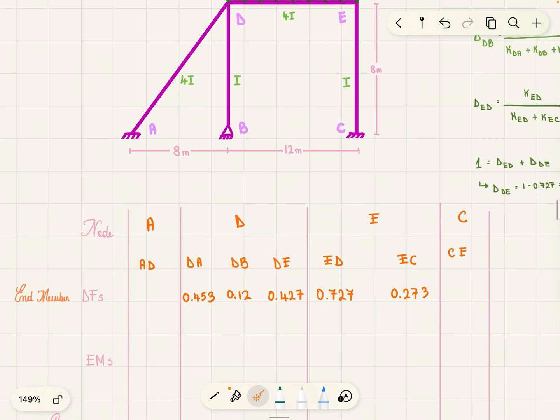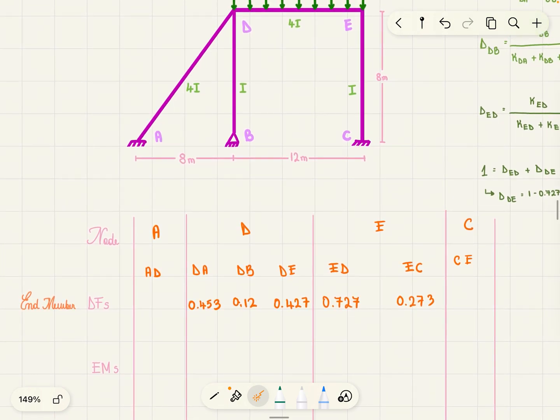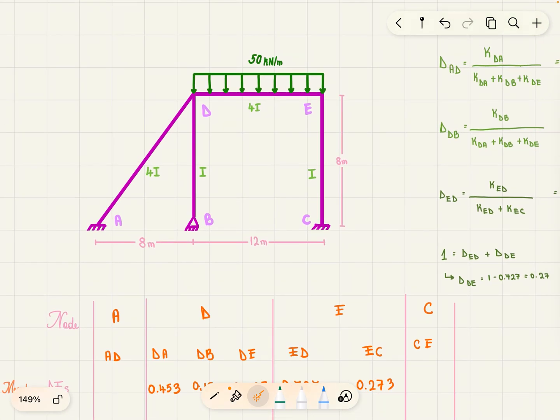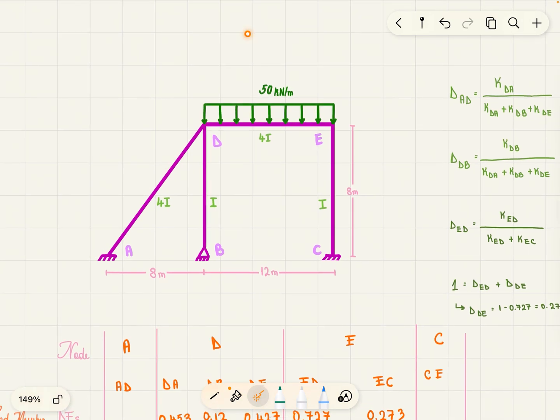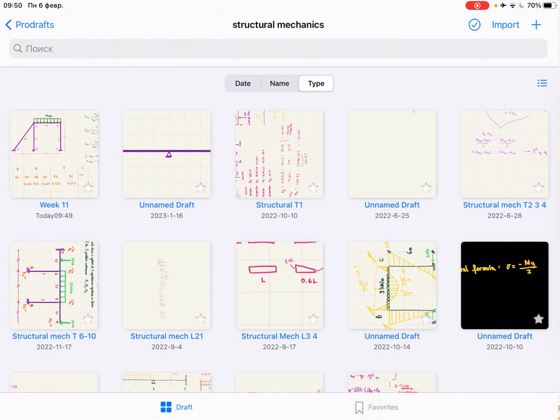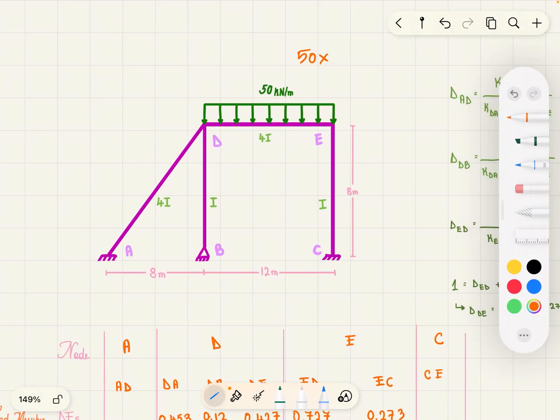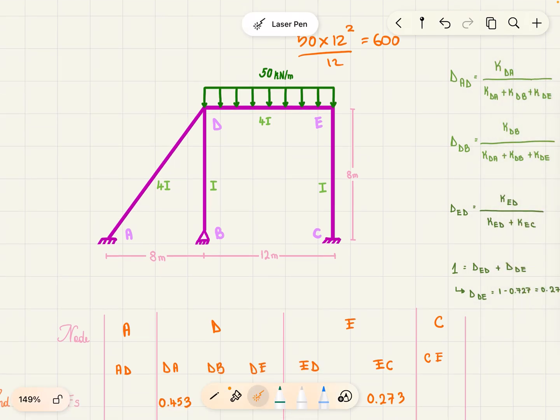Okay. So now for the fixed end member moments. Any external moments? We have external moments acting between member D and E, and it's of the form of a uniformly distributed load. And to find fixed end member moments due to uniformly distributed loads, you do WL squared over 12. So you're going to do the load W, which is 50, times the length 12 squared over 12, you're going to get 50 times 12 squared over 12, 600. So fixed end member moment for DE is 600, and fixed end member moment for ED is also 600.